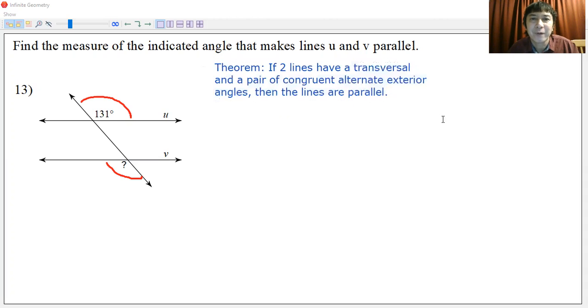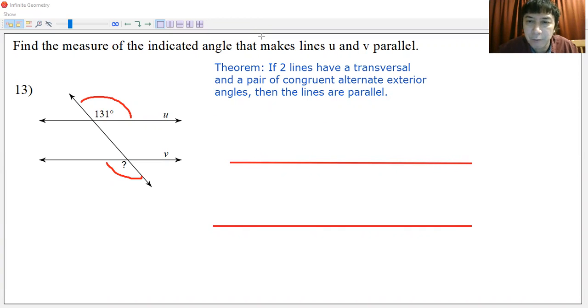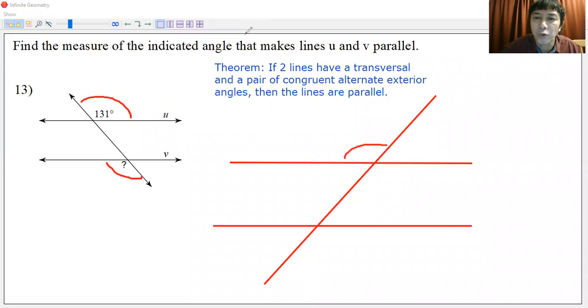So if two lines have a transversal, explanation, if two lines have a transversal, and a pair of congruent alternate exterior, congruent meaning equal, then the lines are parallel. These two lines, that's the meaning.